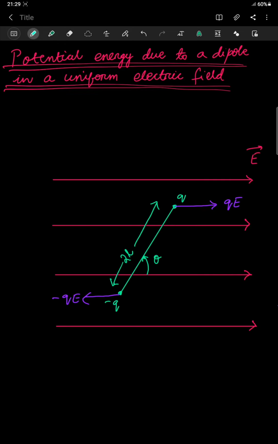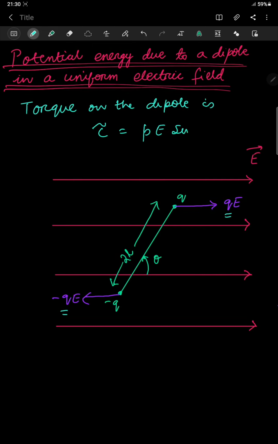Parallel lines, we already know it. Then we have a dipole with minus q and plus q, where the forces are acting as minus qE, and here it is plus qE. So these are the two forces, and the distance between the two charges of the dipole is 2l. We know that torque will act on the dipole. So torque on the dipole is how much? We have already found out, tau equals pE sine theta.